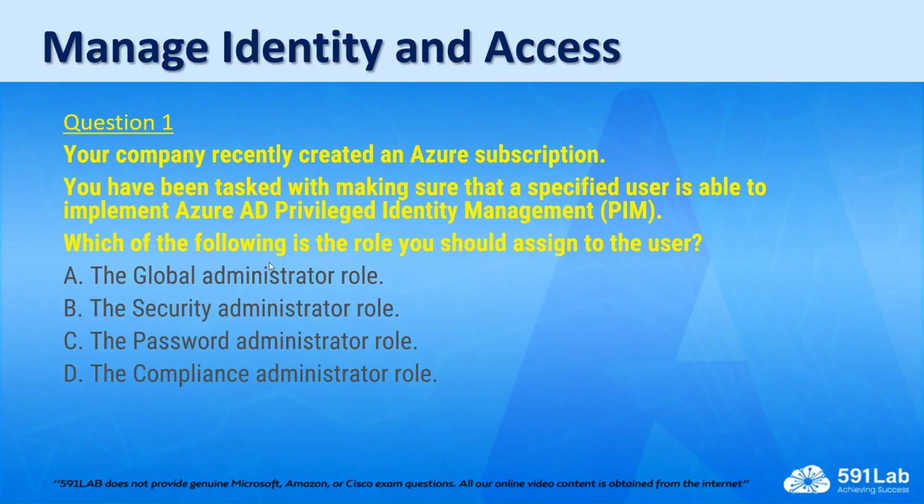The first question. Your company recently created an Azure subscription. You have been tasked with making sure that a specified user is able to implement Azure AD Privileged Identity Management. Which of the following is the role you should assign to the user? So the underlying term here is implement Azure AD Privileged Identity Management, PIM.